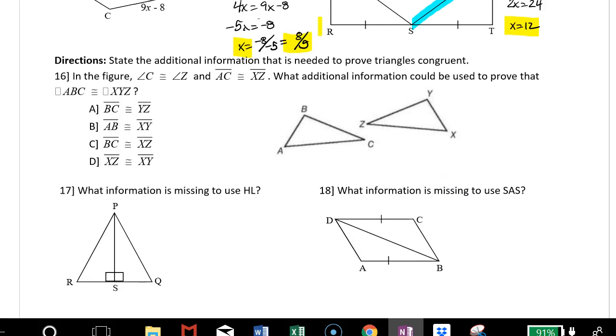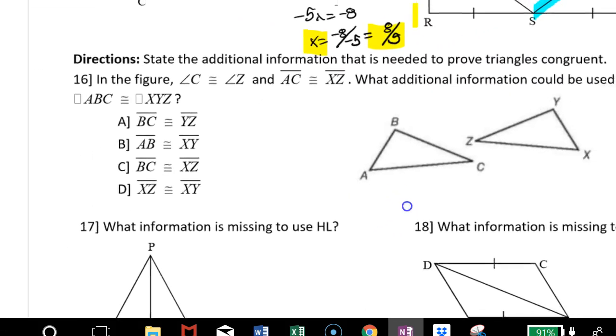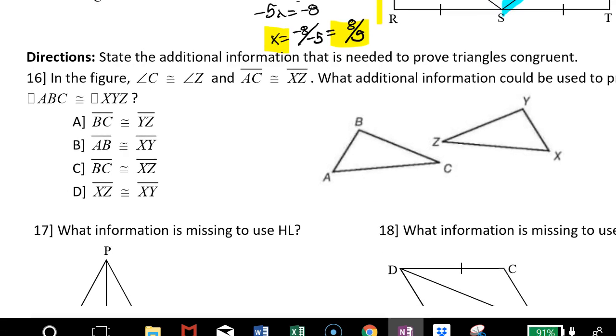Next question, question number 16. State what additional information is needed. In the figure, we know some congruent angles and sides. So I know that angle C is congruent to angle Z. I know that AC is congruent to... Well, I want to figure out one other piece of information that shows the triangle ABC is congruent to WYZ.